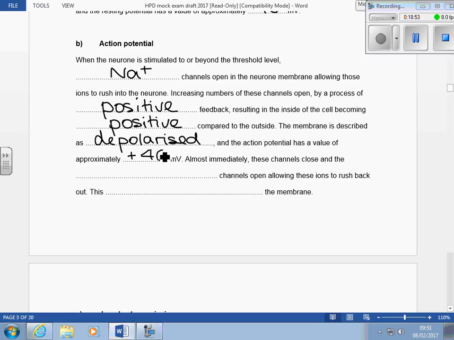Almost immediately, these channels close and the potassium channels open. I've clearly left enough space to write potassium. Allowing these ions to rush back out, and this repolarizes the membrane. Well, it repolarizes it to the point of hyperpolarizing. It repolarizes first. You get that little graph where it goes like that.